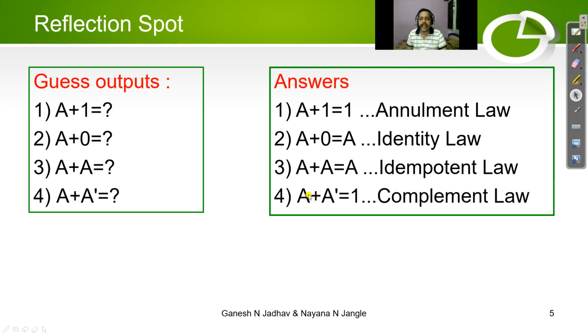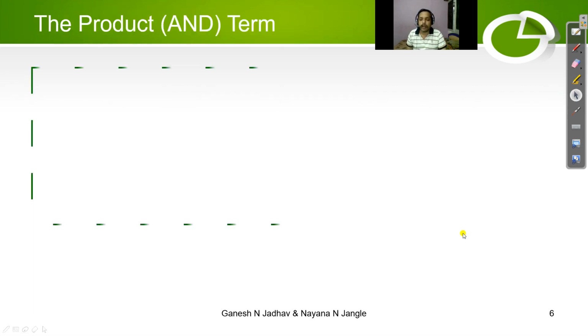The next one is A plus A dash. A dash is the complement. Sometimes it is written as A bar or A dash; in some books it is written as A bar. I am taking it as A dash. So A plus A dash is equal to 1, because if A is equal to 0, A dash is 1, so 0 plus 1 is 1. Or A is equal to 1, A dash is equal to 0, so 1 plus 0, the output is 1. So this is called the complement law.